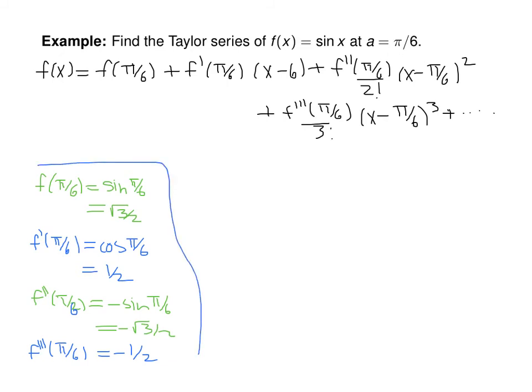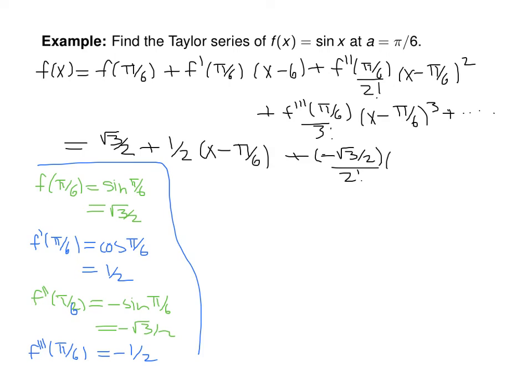So using that, my Taylor series will be f of pi over 6, which is root 3 over 2, plus 1/2 times x minus pi over 6, plus negative root 3 over 2 divided by 2 factorial times x minus pi over 6 squared, and then minus 1/2 over 3 factorial times x minus pi over 6 cubed. It gets pretty icky. So here we go.